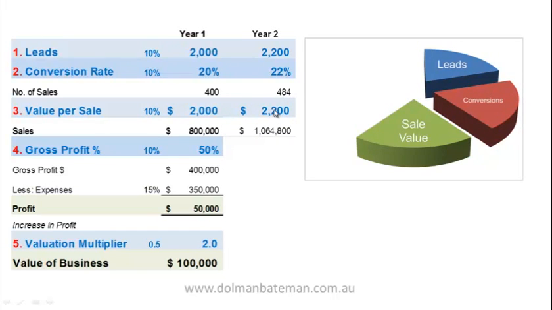We're also going to increase the value per sale by just 10%. We might do that by increasing the sale price, or we could do it by cross-selling and upselling with other products. The classic example is, would you like fries with that? So that's an upsell. And so we've increased our sales from $800,000 to just over $1 million.